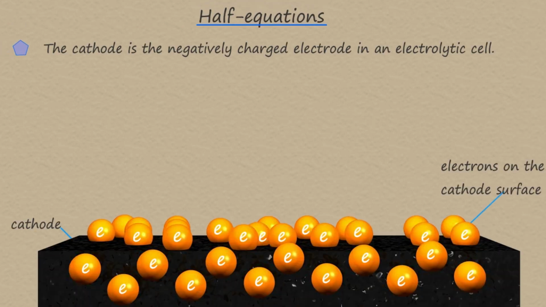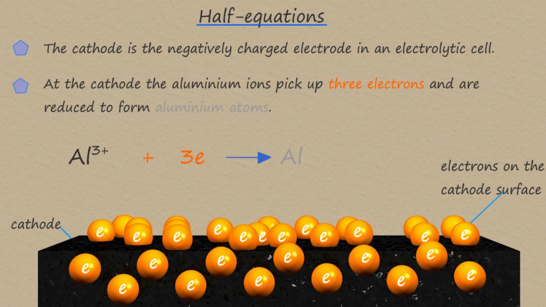Now recall that the cathode is the negatively charged terminal in an electrolytic cell. Now as the electrolysis reaction takes place, the positively charged aluminium ions will be attracted to the negatively charged cathode. Here they will pick up 3 electrons and form aluminium atoms. An ion-electron half equation for this reduction reaction is shown.